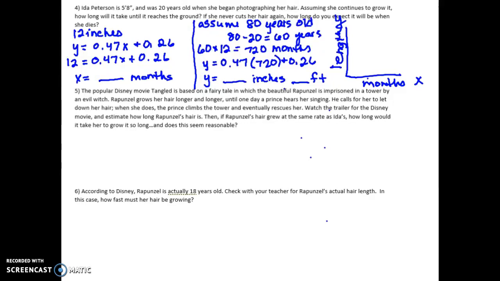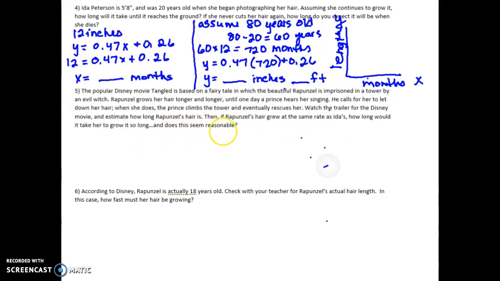Number 5: the popular Disney movie Tangled is based on a fairy tale in which the beautiful Rapunzel is imprisoned in a tower by an evil witch. Rapunzel grows her hair longer and longer until one day the prince hears her singing. Let's see what it says. Watch the trailer. We did that. Then, if Rapunzel's hair grew at the same rate as Ida's, how long would it take to grow so long?